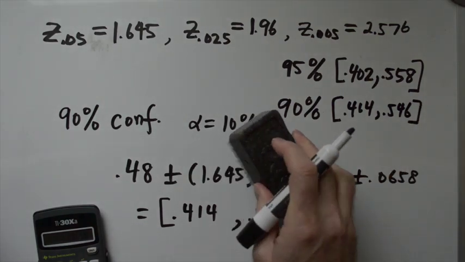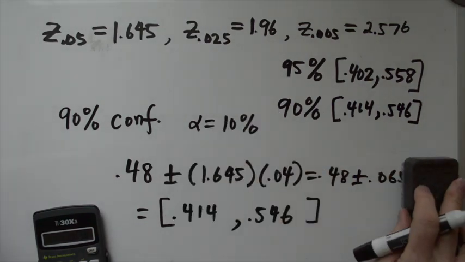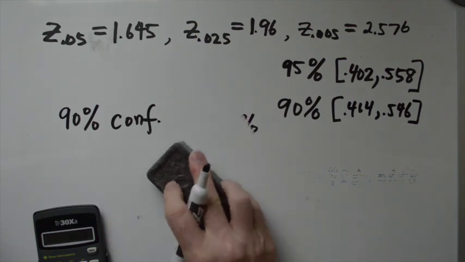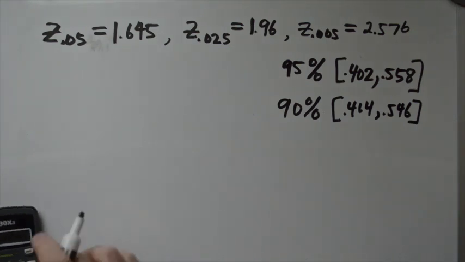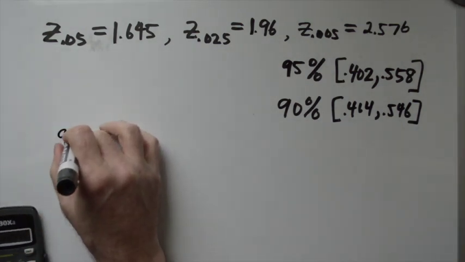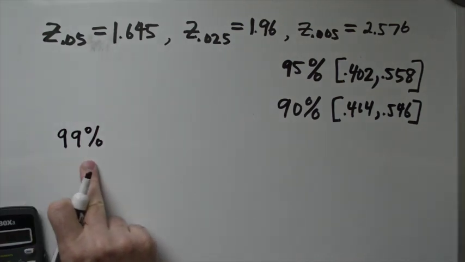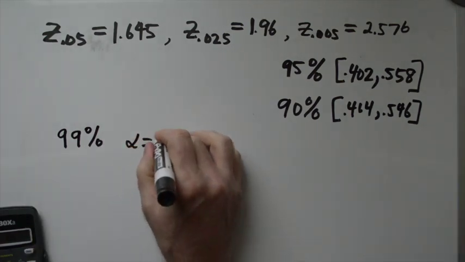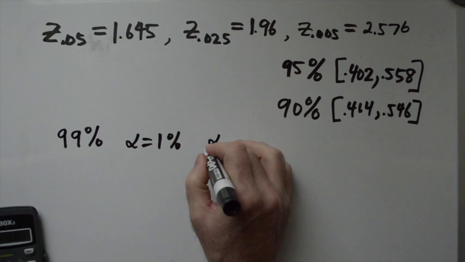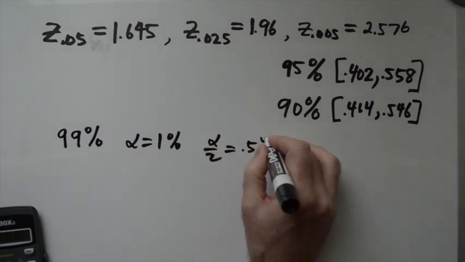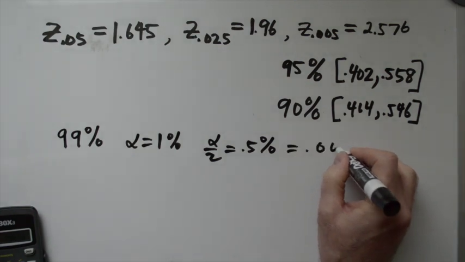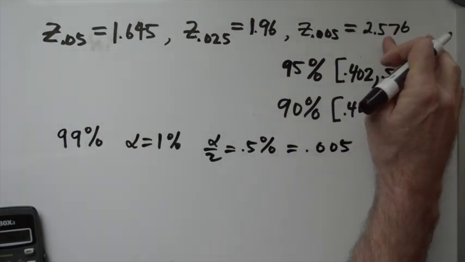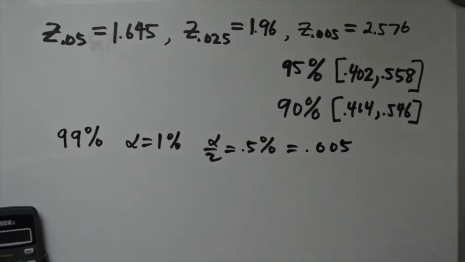And let's do one last calculation. This one is now going to be at the 99% confidence level. At 99%, we know that the residue, the alpha, is 1%. Half of alpha is 0.5%, and then moving the decimal place, we can see that that's equivalent to 0.005. And so we'll be working with this 2.576 cutoff value.